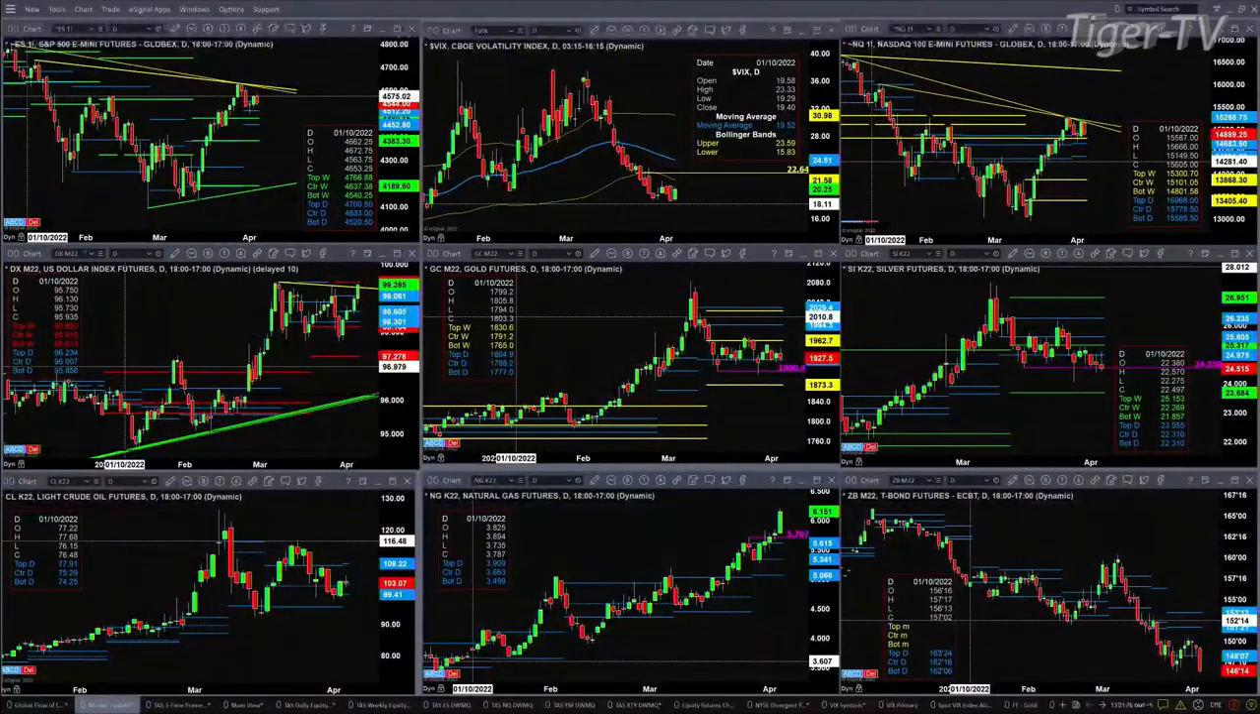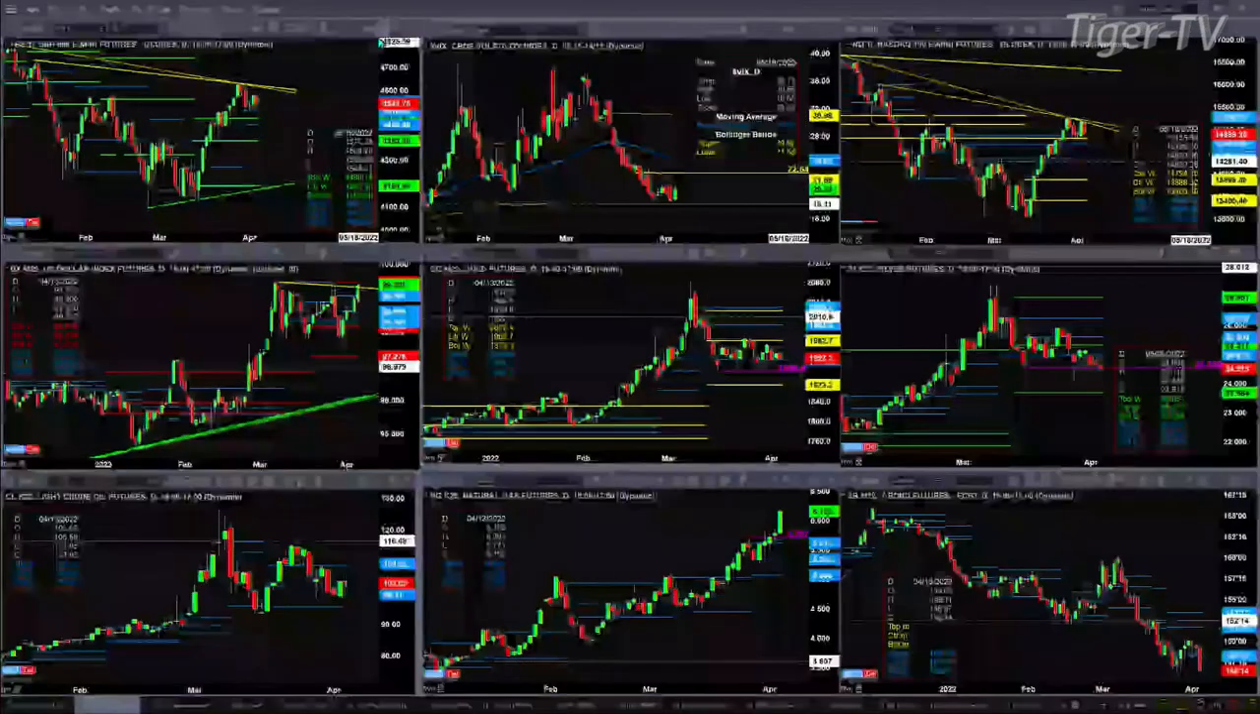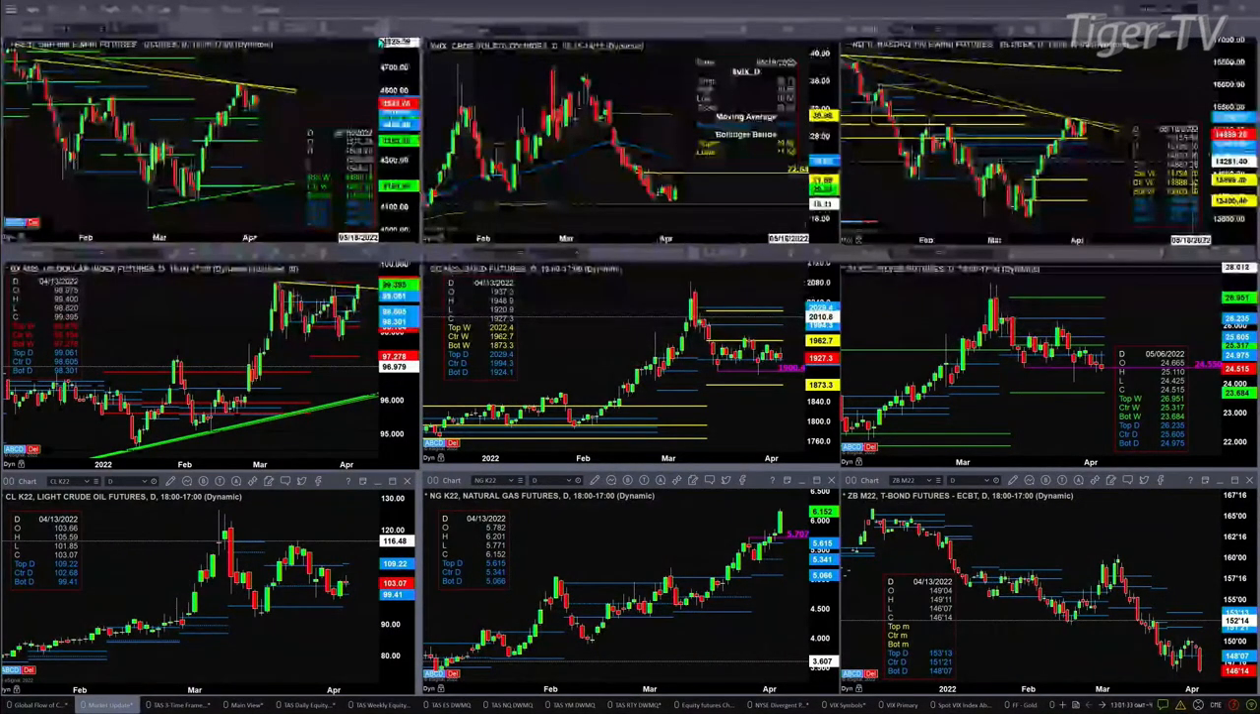So you're looking again in the upper left-hand panel. You can see in the ES Mini that price yesterday closed above the top of the profile. Right now we're trading back below it. Spot volatility index still below its 50-day exponential moving average.